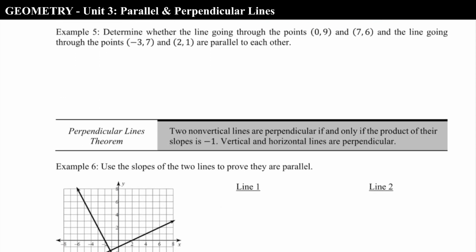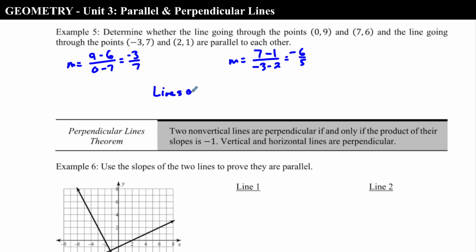Now sometimes we aren't given a graph and we actually have to do the math out. So for the first one, we're going to take our points. We'll do 9 minus 6 over 0 minus 7. And that is going to give us negative 3/7. For the second line, if we do 7 minus 1 over negative 3 minus 2, that's going to give us negative 6/5. Well, these are not the same slope, so therefore the lines are not parallel.